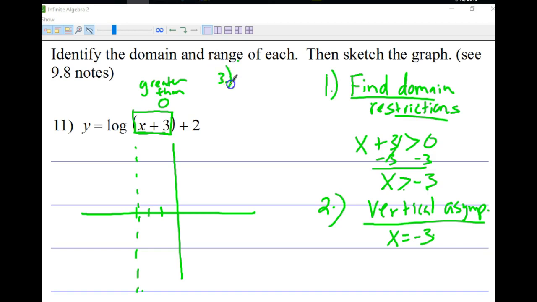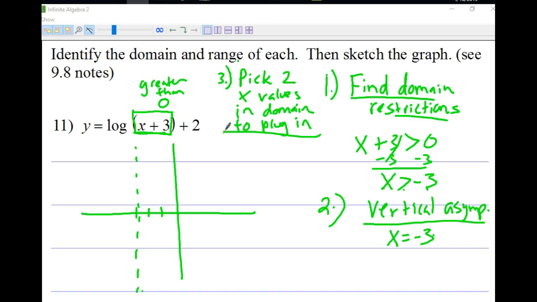Step 3: pick 2 x values in the domain to plug in. Notice that my domain is x is greater than negative 3. So what are 2 numbers that are greater than negative 3? There's a couple. Let's go ahead and say, how about x equals negative 2? That's greater than negative 3. And how about, you guys are going to think I'm weird for saying this one, x equals 7?